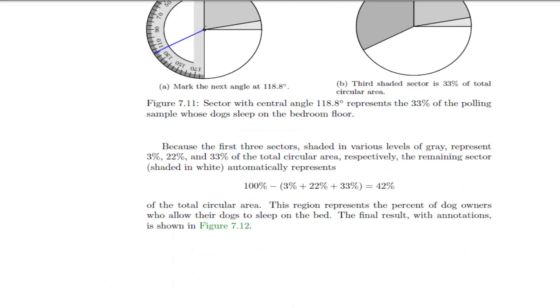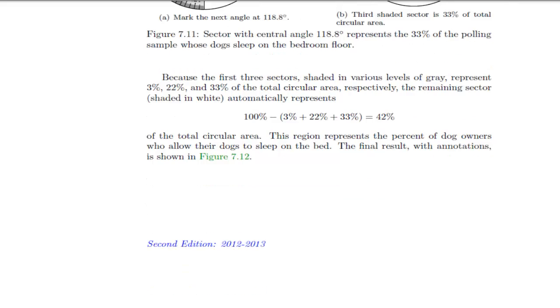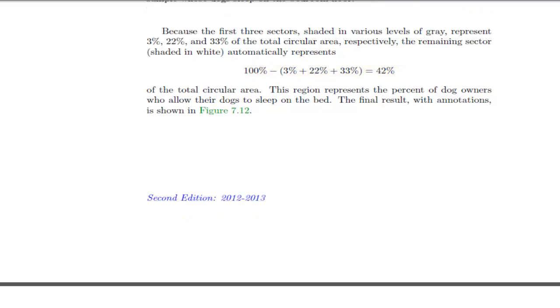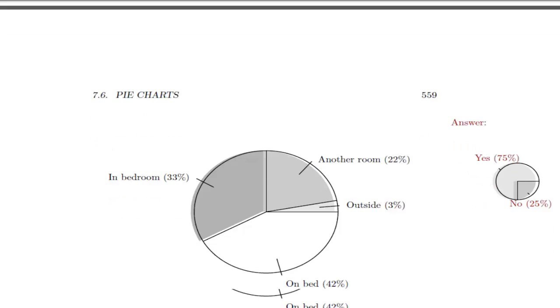Because the first three sectors shaded in various levels of gray represent 3%, 22%, and 33% of the total circular area, respectively, the remaining sector shaded in white automatically represents the remaining 42% of the total circular area. This region represents the percent of dog owners who allow their dogs to sleep on the bed. The final result with annotations is shown in figure 7.12.